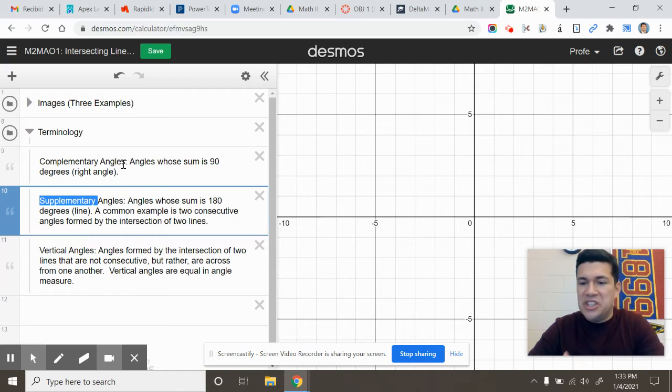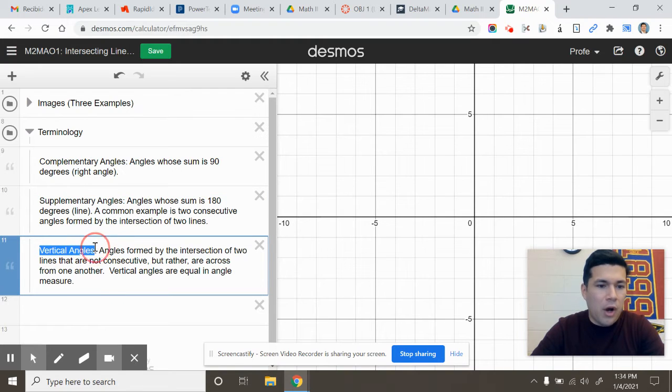For complementary, you'll be seeing a right angle. For supplementary, you'll be seeing a line that's 180 degrees. And then the last term that you probably recall is vertical angles. Vertical angles are basically two angles that are across from each other when you have two intersecting lines. But it's a lot better to see these in action. So let's get to it.